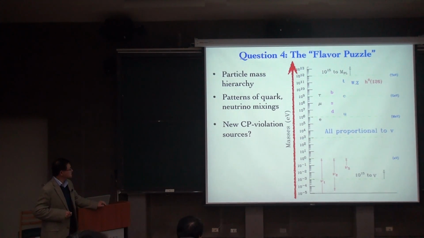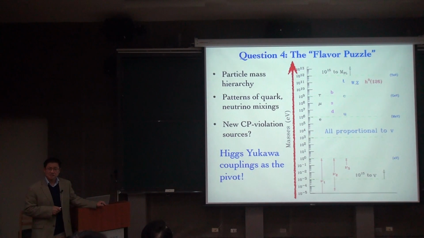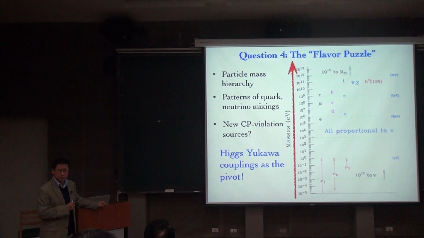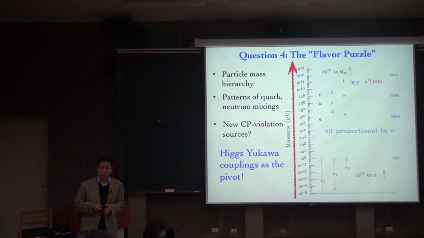We also need new CP violation sources to give the baryon asymmetry. All of these may be related to the Higgs-Yukawa interaction. So the Higgs may serve as a pivot into this flavor sector. I have no time to discuss the flavor sector. The flavor sector is an extremely pressing, extremely important issue for us to pursue, but the only problem is that we don't know the scale. We don't know where the scale is.